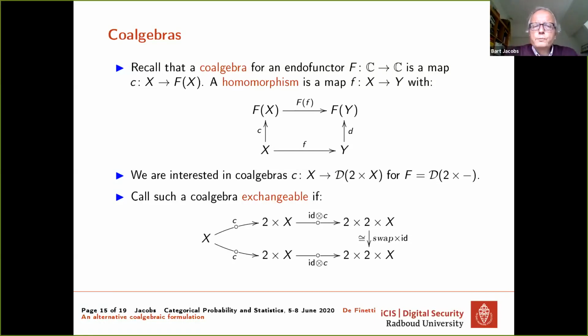We're calling such a coalgebra exchangeable if this diagram commutes. This is a diagram of channels. That's why I wrote the tensor here, for putting the identity in parallel with the coalgebra c. But the important aspect of exchangeability is that these outcomes on 2 can be exchanged. So if I do the coalgebra twice, I get 2 outcomes in 2, and it doesn't matter in which order they occur. This is the aspect of exchangeability, which you may remember was one of the assumptions in the original formulation of de Finetti's theorem.